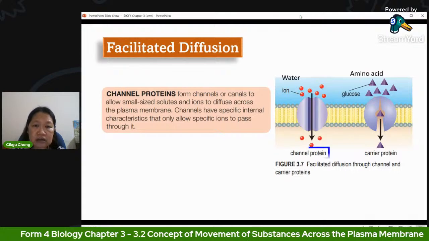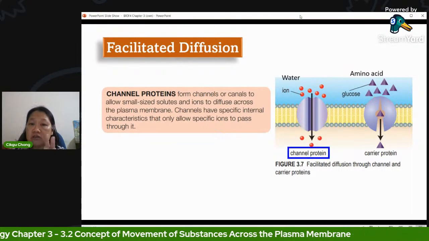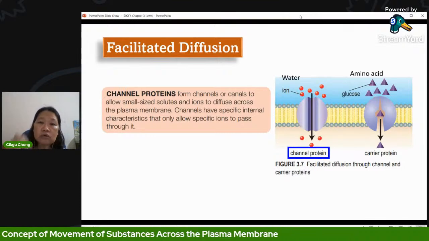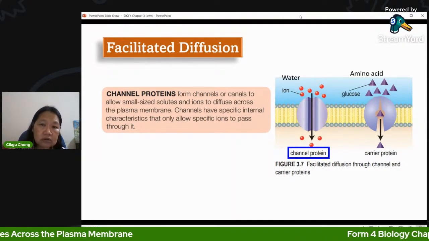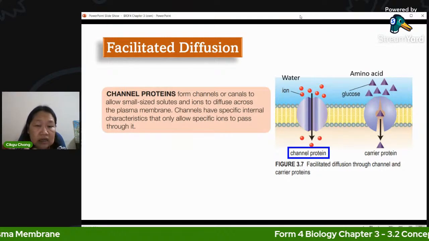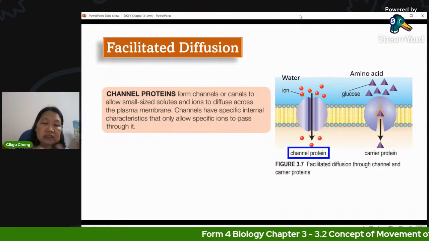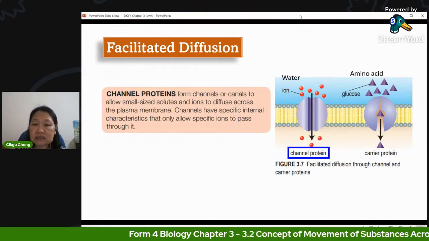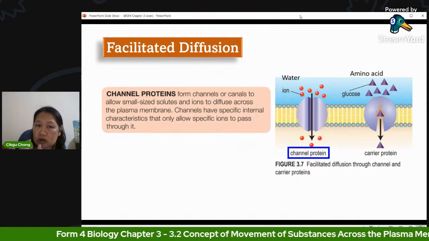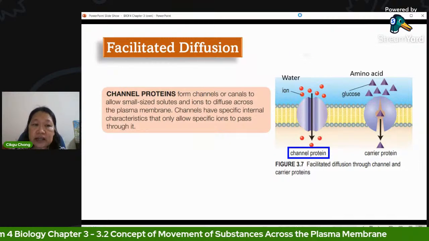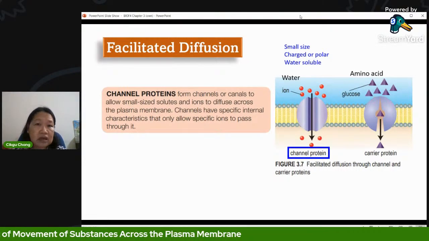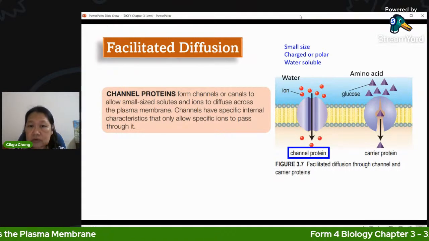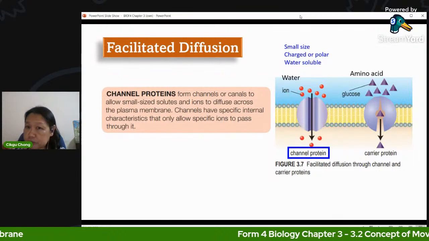The channels have specific internal characteristics that allow only specific ions. Not everything can pass through. Only the specific ion that is specific for this channel protein can pass through. It's not general purpose. It has specific ones. Then the next one: the characteristics are small size, either charged or polar, and water soluble. So it will go through the channel protein.